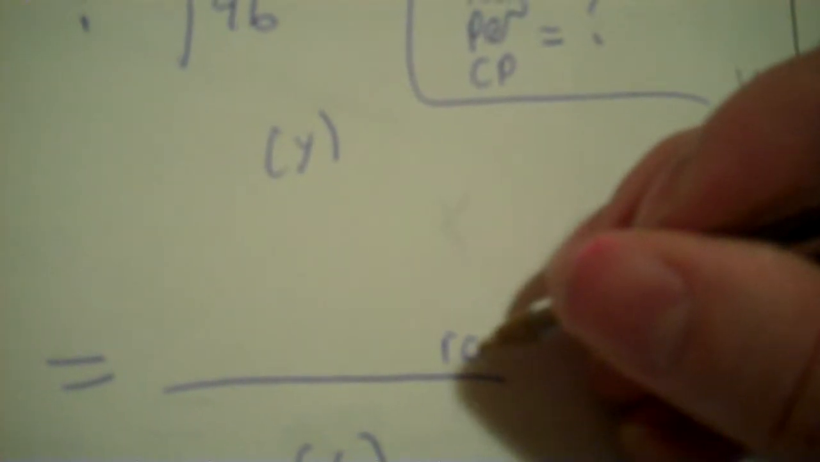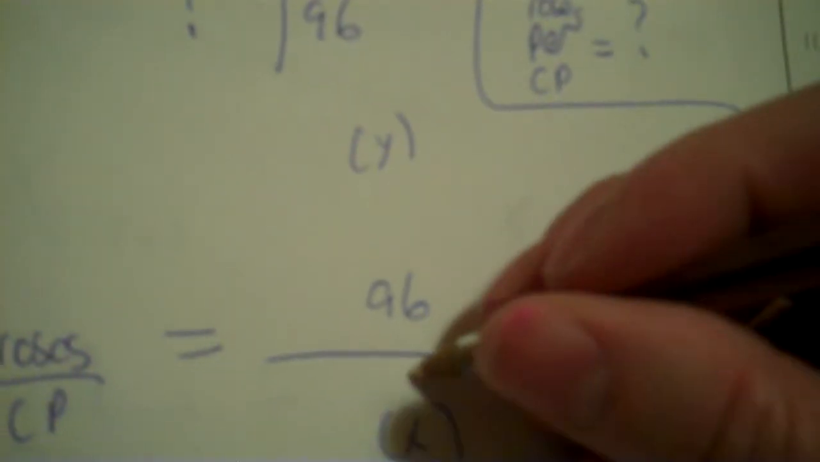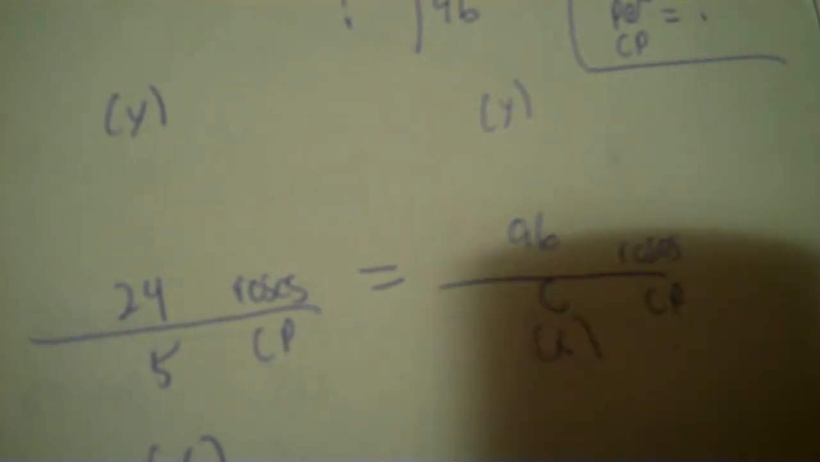Now remember, in a proportion, it's always the Y over the X. What's your Y label? Roses. And then centerpieces and centerpieces. Okay, so 5 centerpieces would be 24 roses, and then 96 roses. I'm going to put C for centerpieces because I don't have that. So I take 5 times 96 divided by 24, and I got 20.